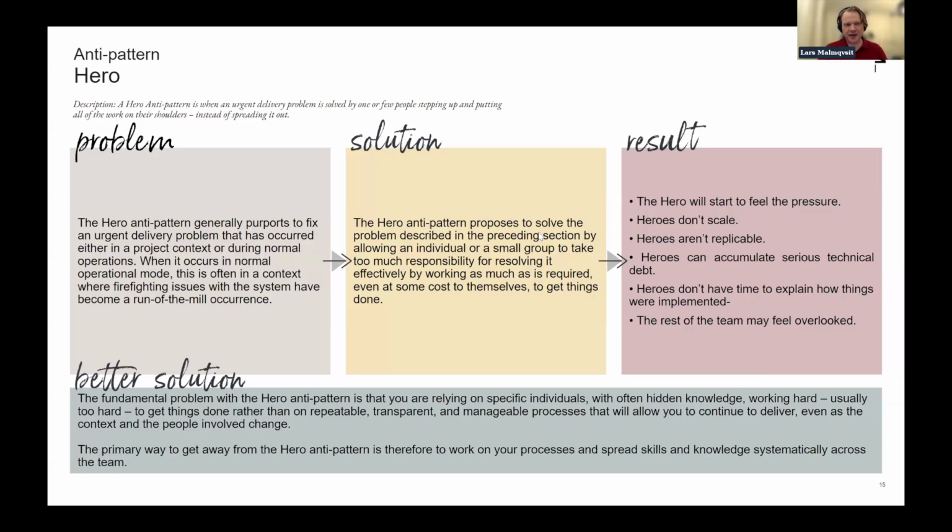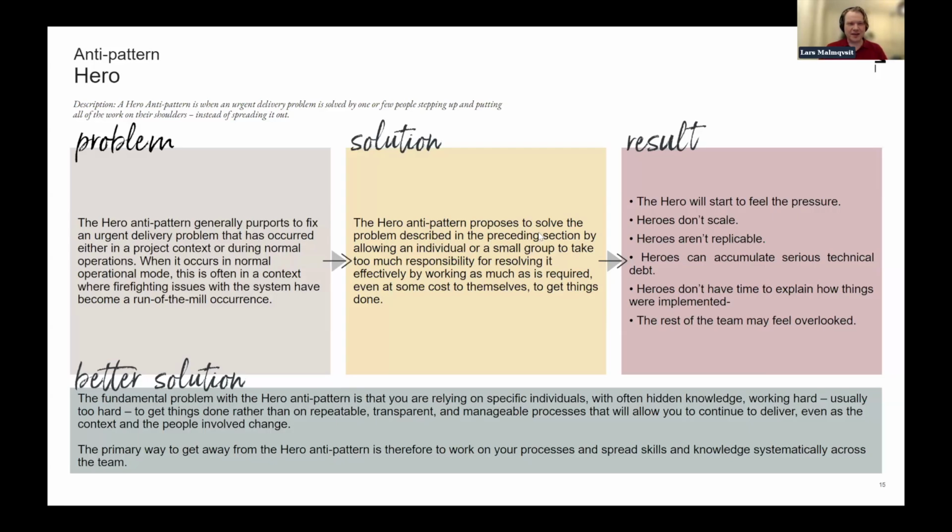It feels so natural that when things are just breaking, somebody has to step up and try to fix it. And you know what? That's fine. If it happens once, that's really good. Give people a bonus. It's lovely. But if that then is just something that continues, that's just the way that you keep normal operations running, or everything is firefighting all the time, and we have to keep firefighting just to keep the system running, then you have a problem, because the hero will start to feel the pressure.